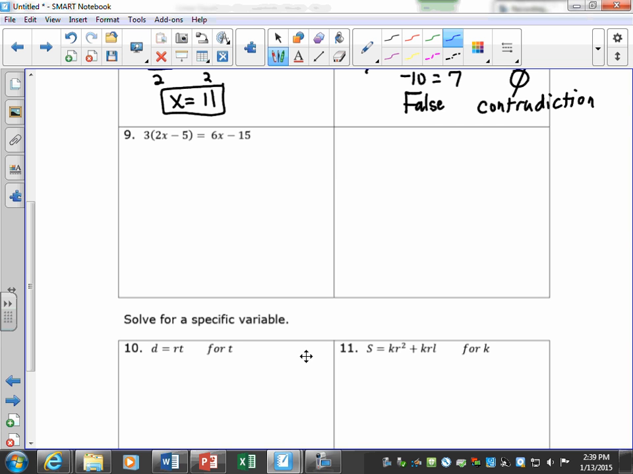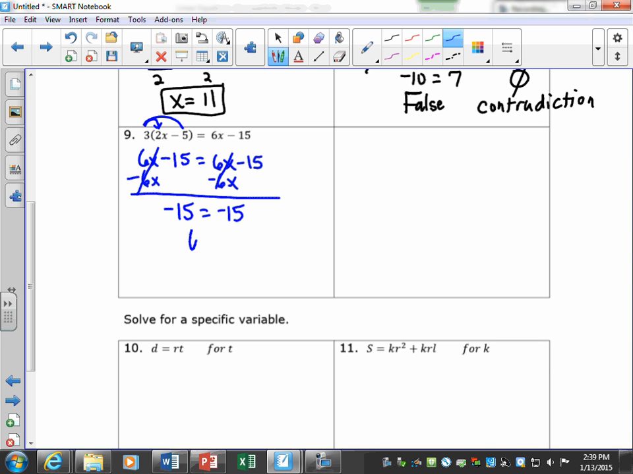So let's move to number 9. We need to distribute and simplify. 6x minus 15 is equal to 6x minus 15. Left-hand side is simplified. The right-hand side is simplified. Let's start moving all the x terms to one side and all the constants to the other. Well, it happens again. I lose my variable. I lose my variable again, but this time I have a true statement. When you lose the variables, it's a special case, and then you determine it's a true statement, so this is called an identity.